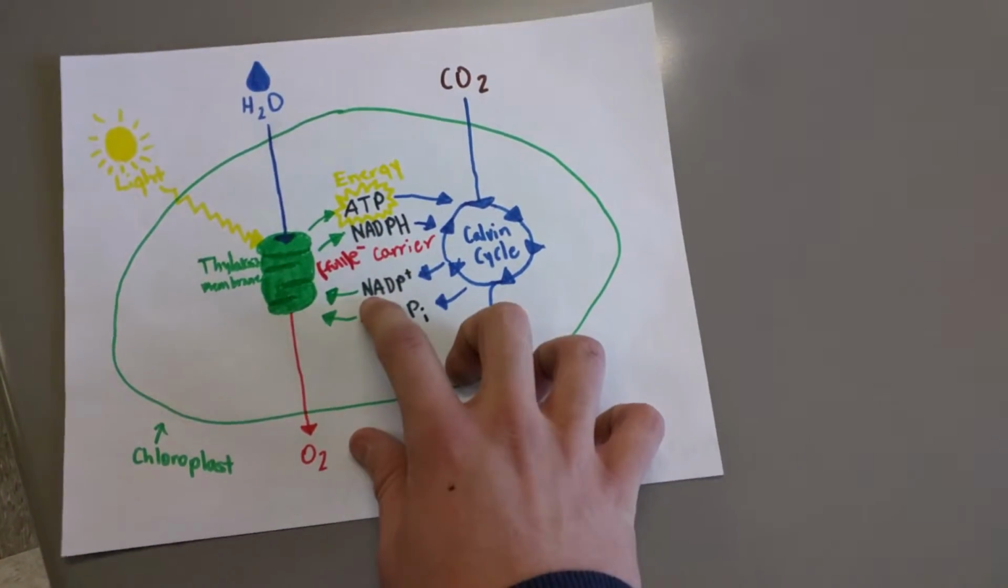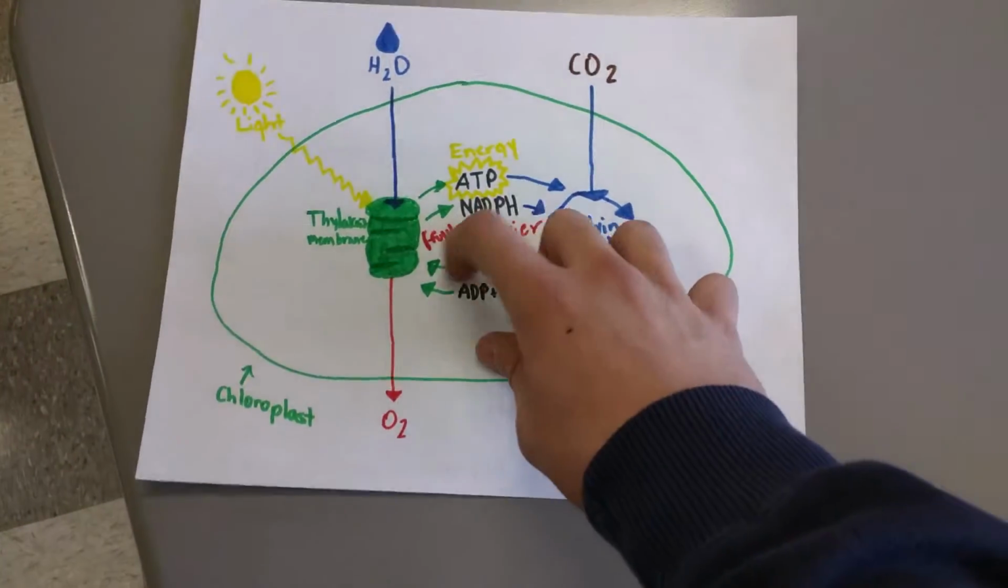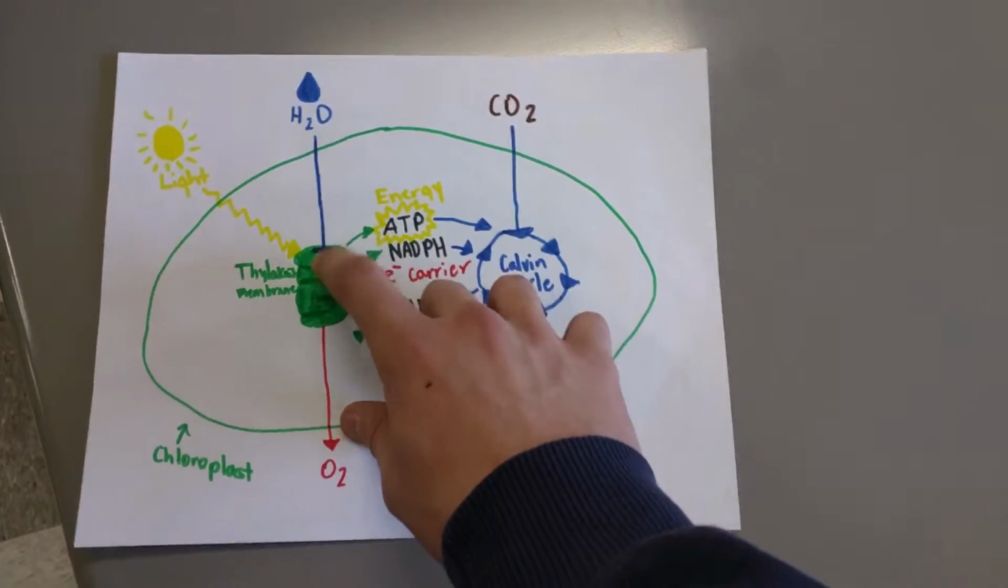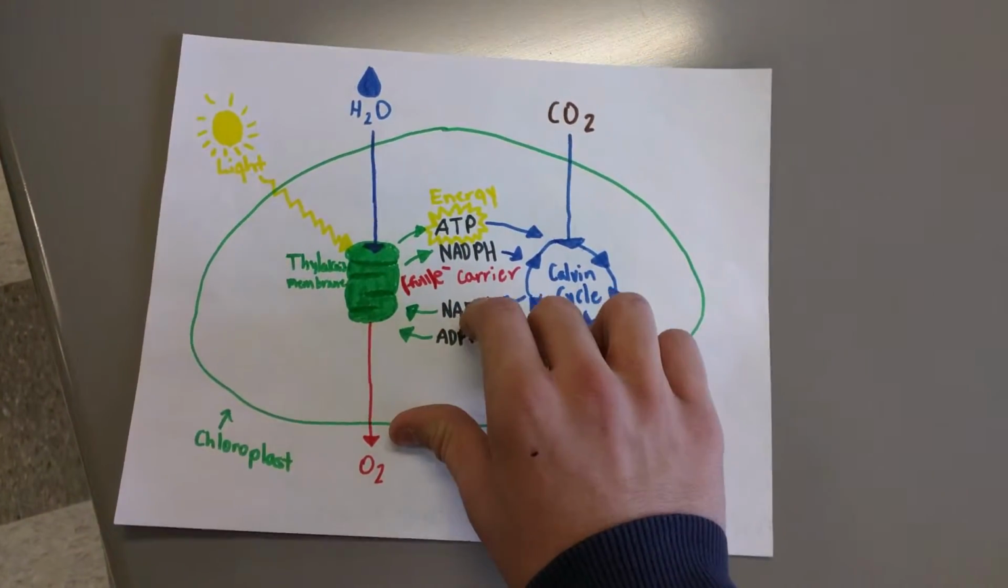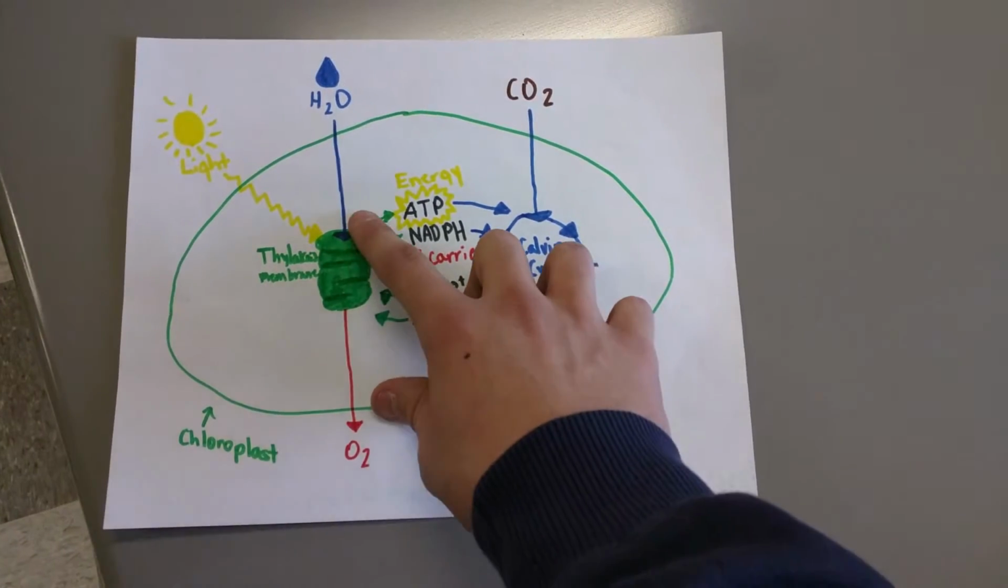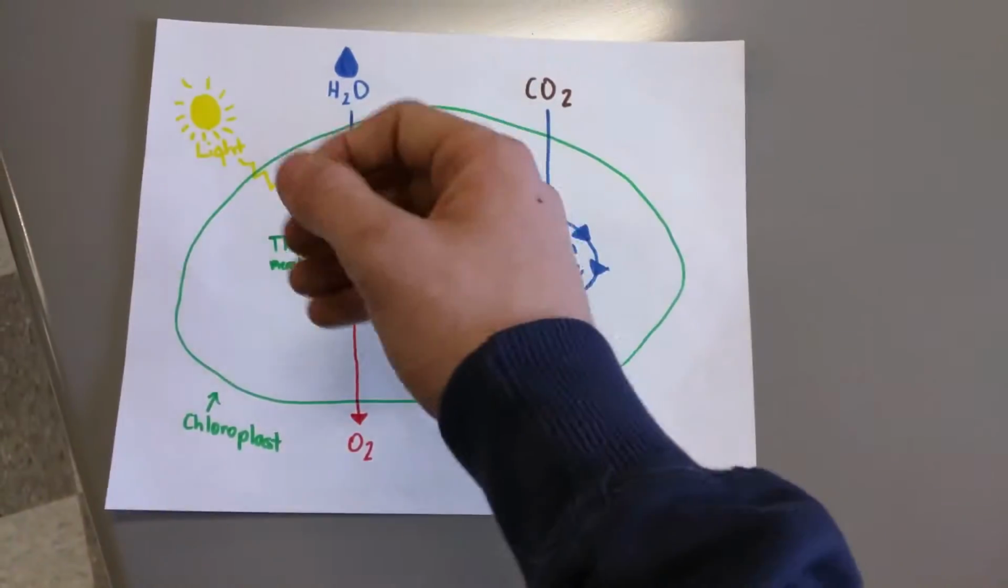And the NADP plus from the Calvin cycle enters the thylakoid membrane, and the hydrogen ion and the NADP plus carrier are fused together along with some other electrons.